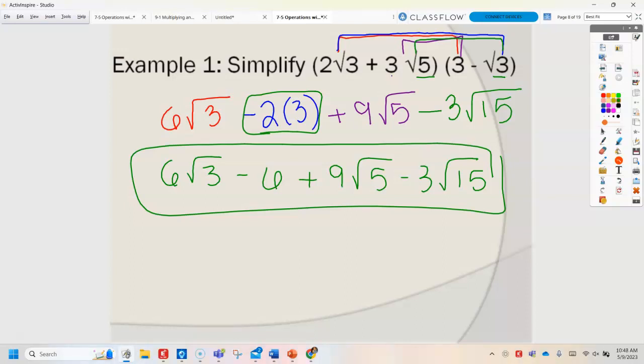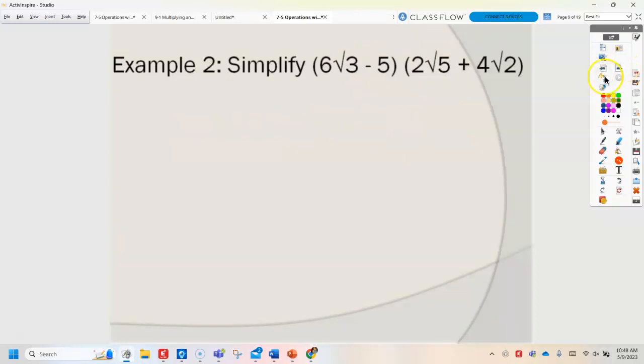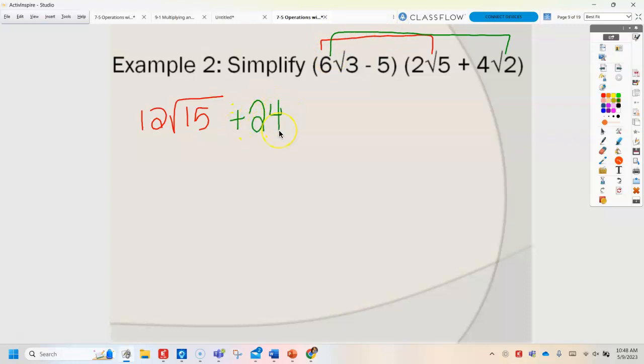Let's do another one. First, we need to do the first terms. So, number times number, inside stuff times inside stuff. 6 times 2 is 3 times 5. Perfect. Outside. Again, number times number. 4 times 6. And 3 times 2.